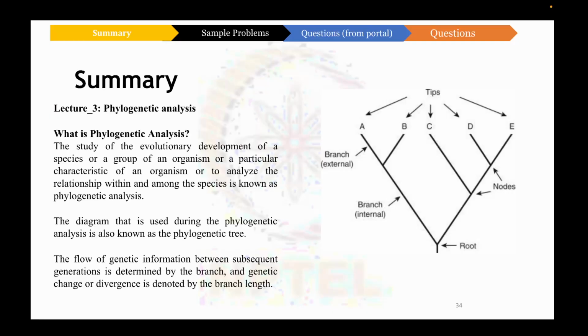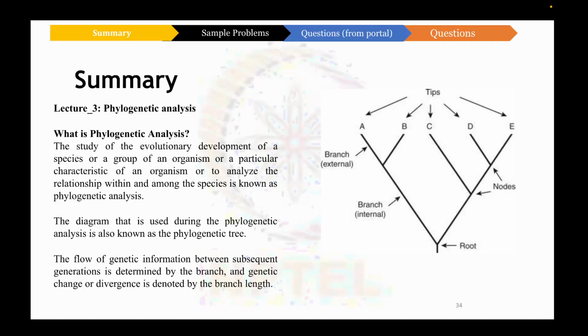Then we have internal nodes. So internal nodes represent hypothetical ancestors that are not directly observed but are inferred based on the similarities and differences observed among the extant taxa. So these nodes represent the point of divergence in evolutionary history. As I mentioned, we have branch lengths, which represent the amount of evolutionary change, such as genetic substitutions or sequence differences, that has occurred along each branch. The lengths are often measured in units such as substitutions per site or time units.